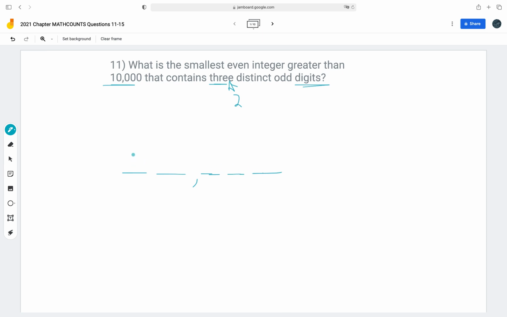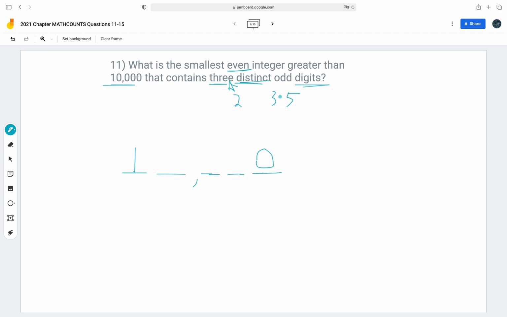So we already put 1 here. And it's the smallest even integer, so it has to end with something divisible by 2. What's the least digit divisible by 2? That is 0. And then we've got all the criteria. We just have to look at the two more odd digits. They're distinct, so they can't be 1. So the next smallest would be 3 and 5.